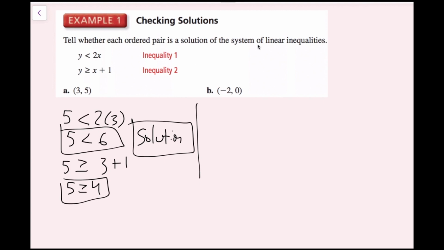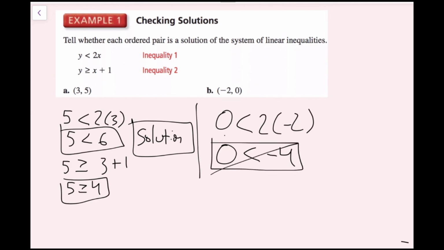For part B, I'm going to plug these values in for x and y again. For the first one, I have y is less than 2x, so that's going to be 0 is less than 2 times negative 2. This is 0 is less than negative 4. Well, this is not true. 0 is larger than negative 4. So right away, I can tell that this is not going to be a solution. You could plug negative 2, 0 into the bottom inequality first, and that would work, but because the first inequality doesn't work, you don't even have to. We figured out that this is not a solution, so now we're done.